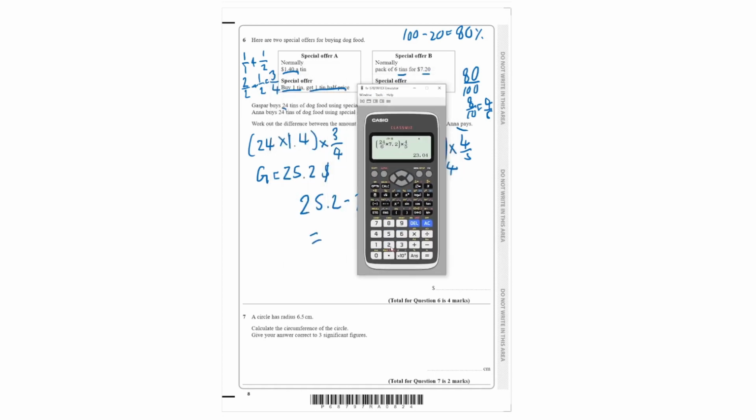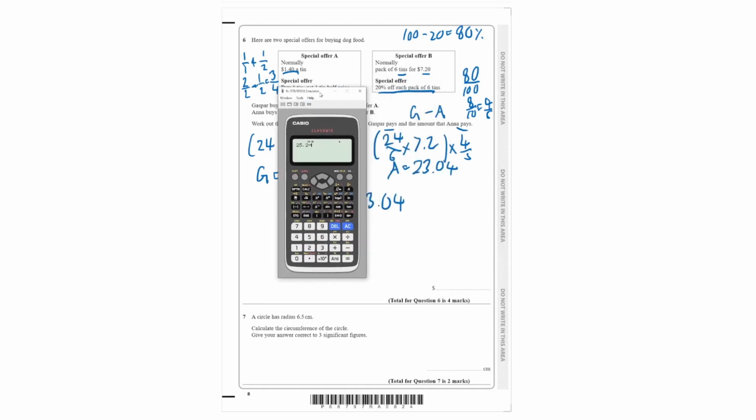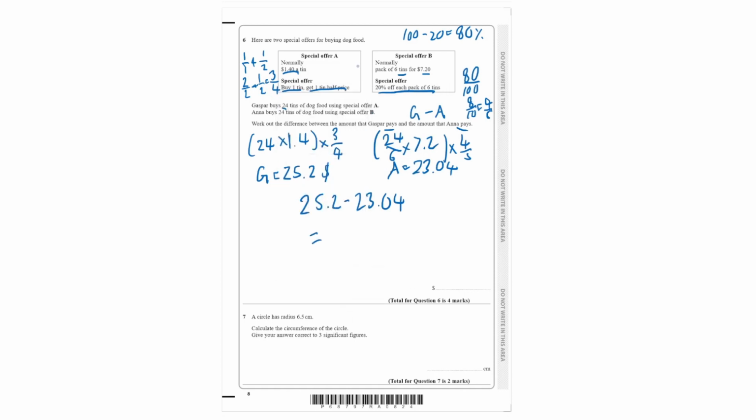25.2 minus 23.04, which gives us $2.16. Question 7. A circle has the radius 6.5 centimeters. Calculate the circumference of the circle, giving your answer correct to 3 significant figures.